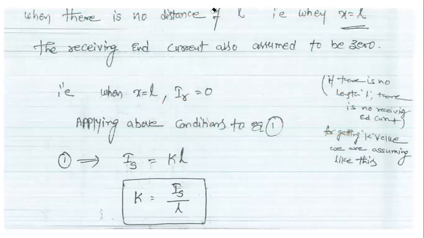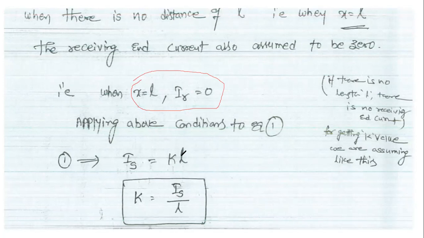Next, when there is no distance of x, that is x equal to L, the receiving end current is also assumed to be 0. Therefore, IR is equal to 0. And then we are taking some assumptions, that is x is equal to L, the small length is equal to the total length of the feeder, and the receiving end current is also equal to 0. Apply this assumption and substitute in equation number 1.